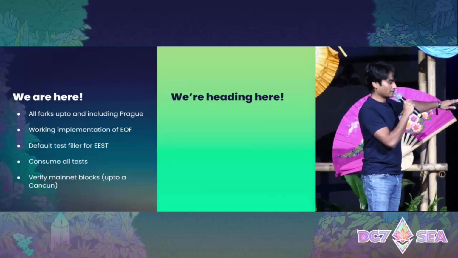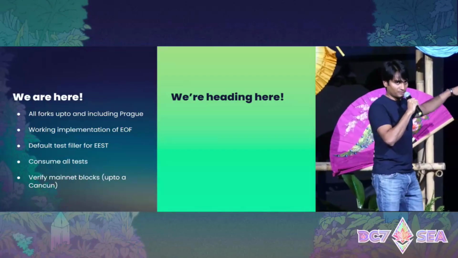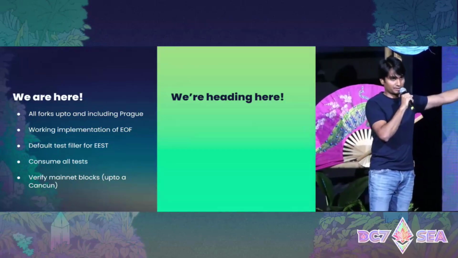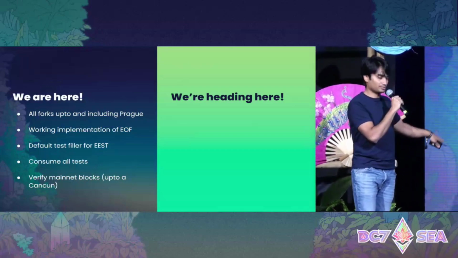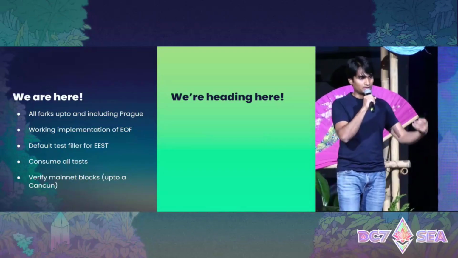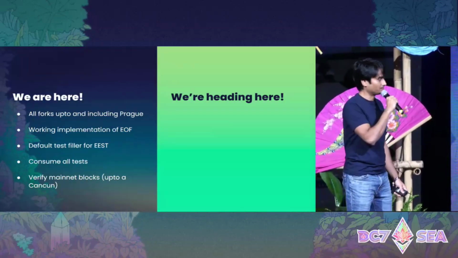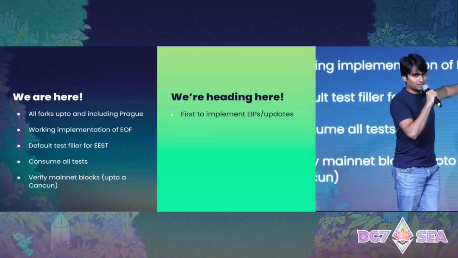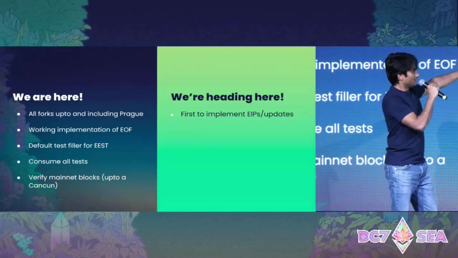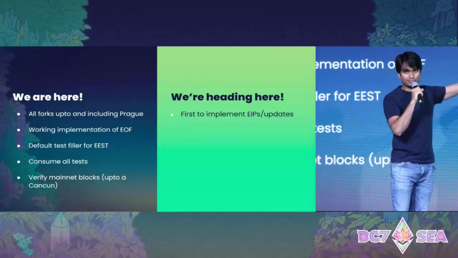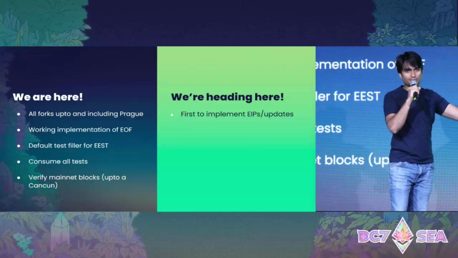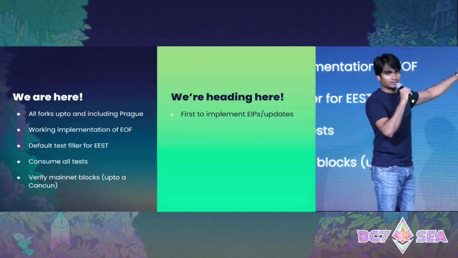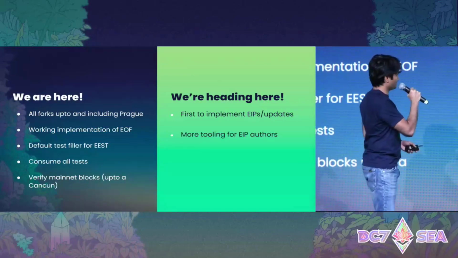This is for us to give an additional level of confidence that whatever we have implemented so far, everything until and including Prague, is accurate. So we have verified mainnet blocks up until Cancun so far, but we are quickly progressing towards the tip of the chain. And this is where we would like to go in the roadmap that I showed you earlier, why we need EELS. We want to be the first ones to have all the EIP implementations and all the updates to EIPs subsequently. So in the EELS world, this is one of our main objectives.